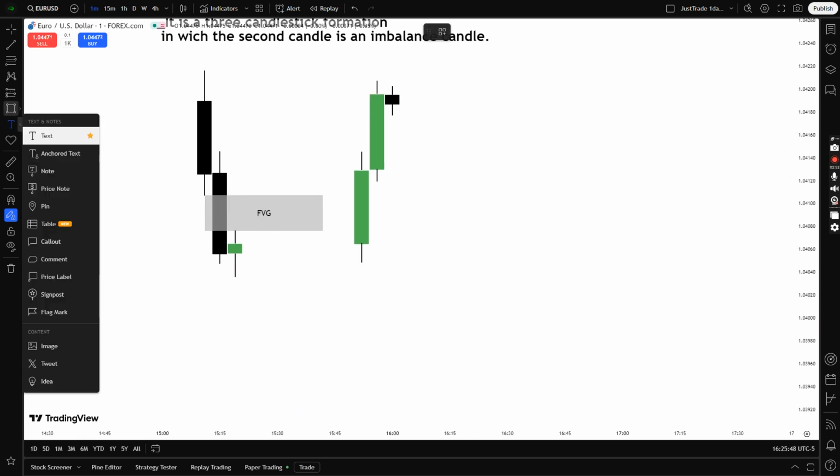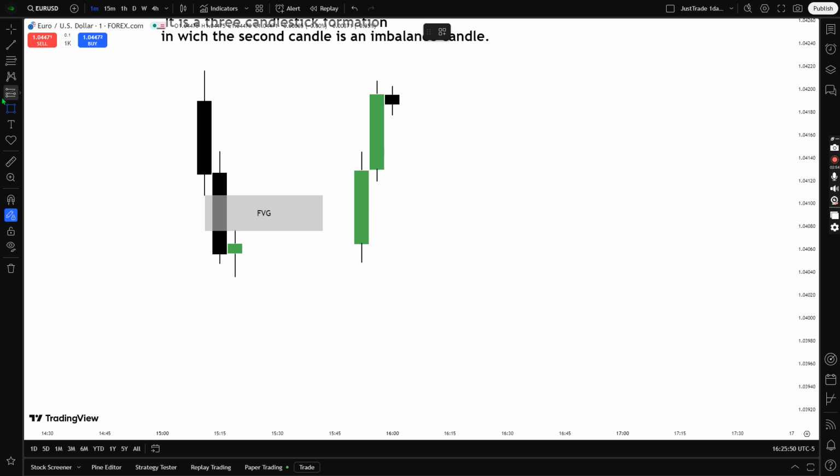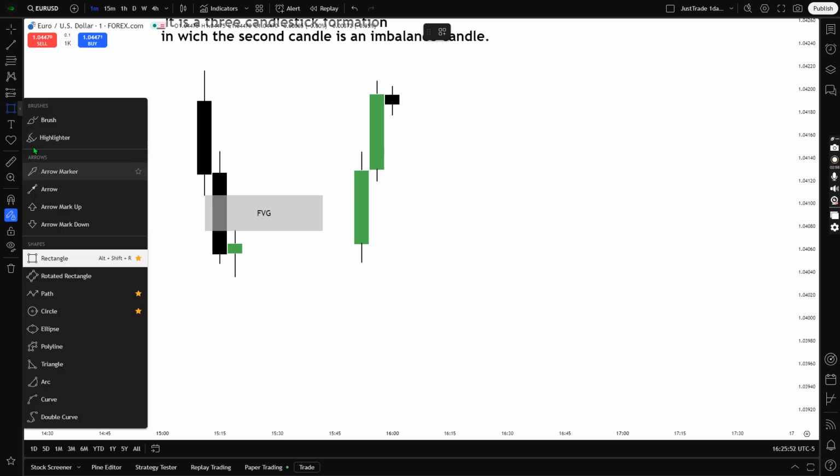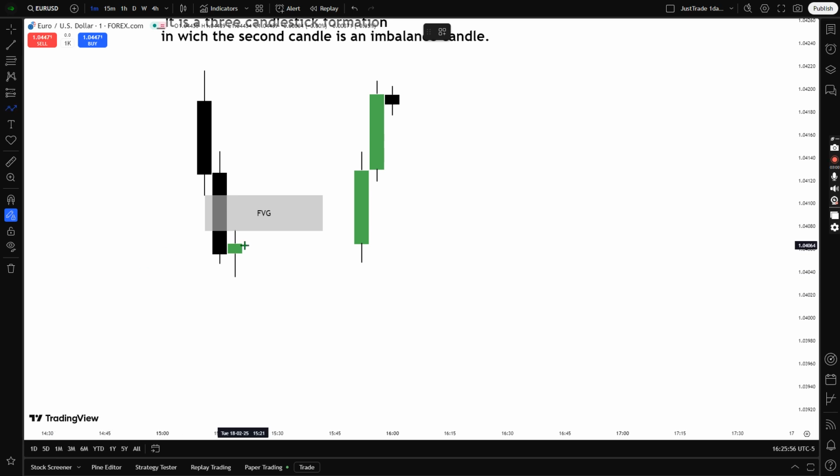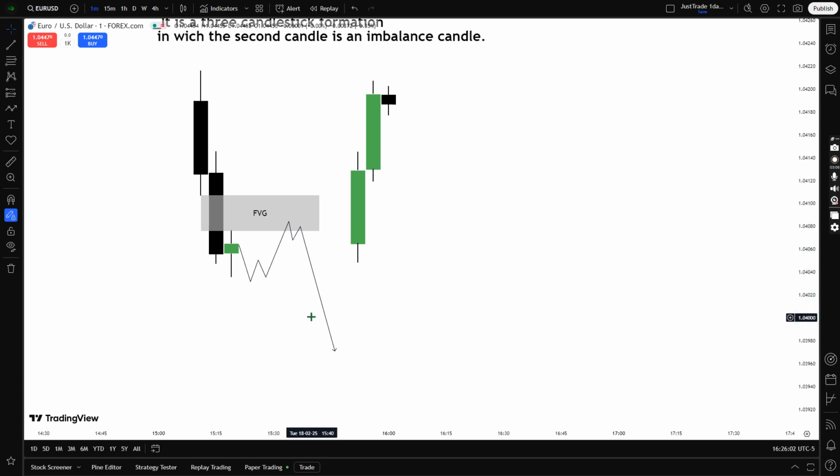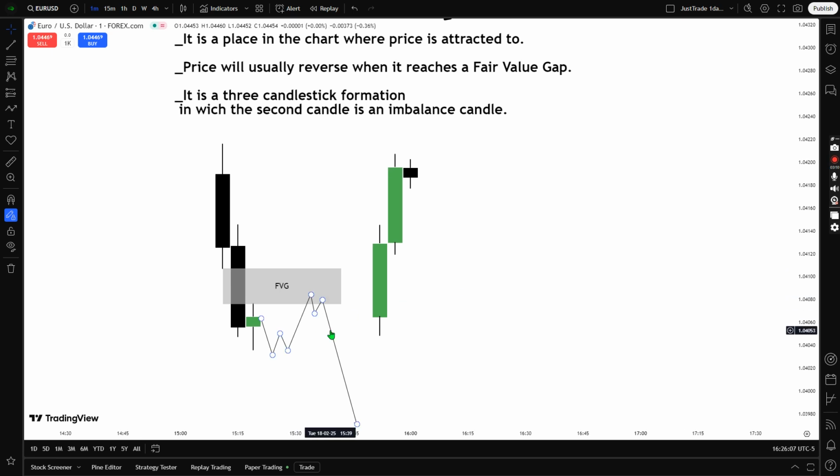So what you want to look at, you want to see the price doing this. Maybe price just keeps going down a bit, like this, and tests the fair value gap, and then goes down again. Okay, this is what you would look for.